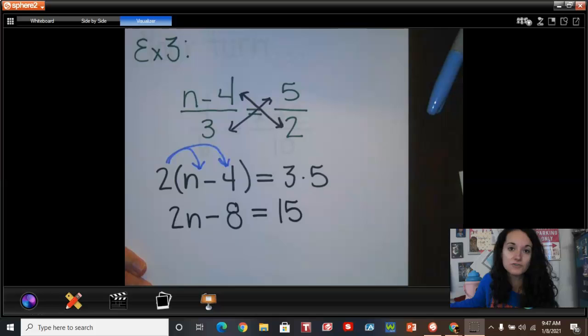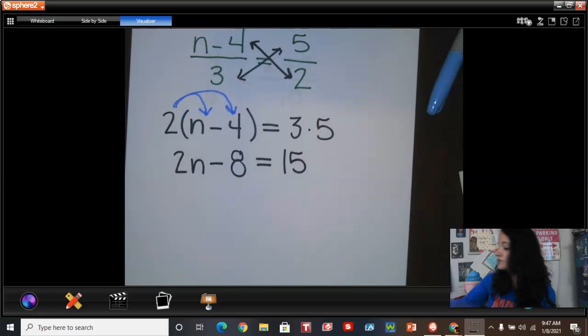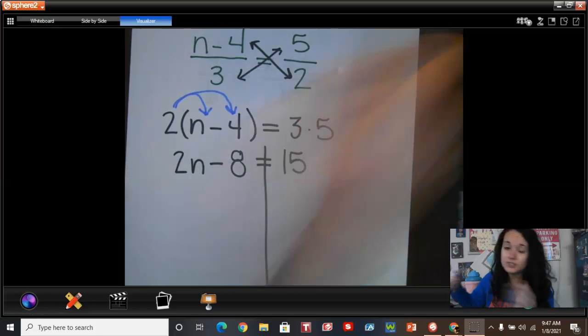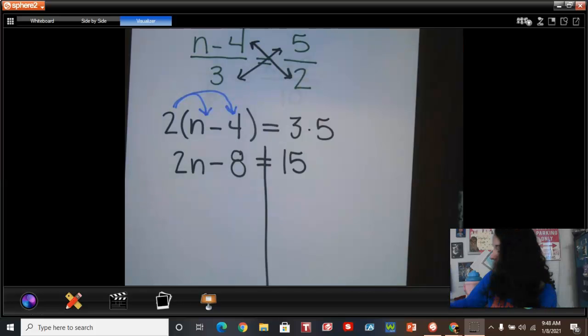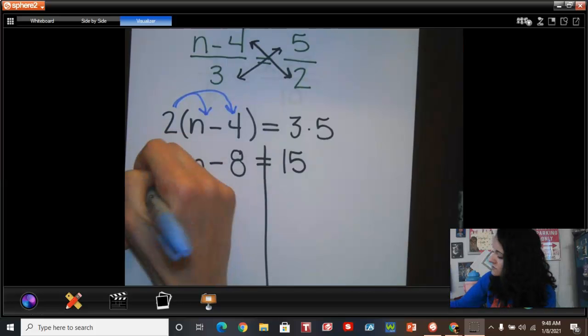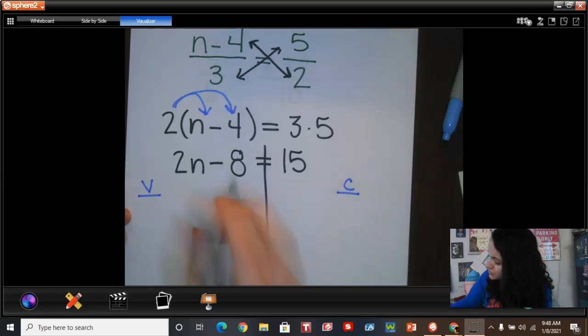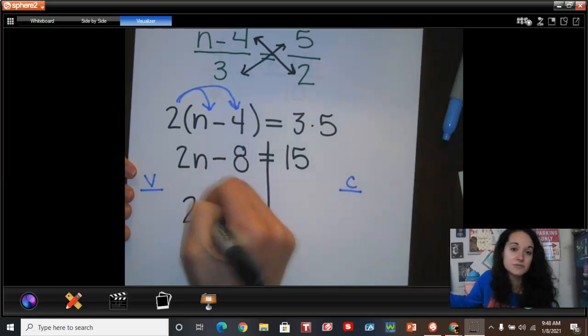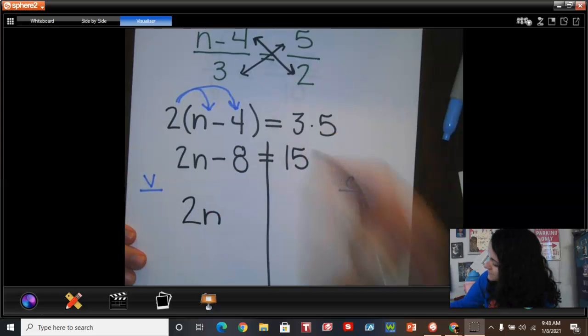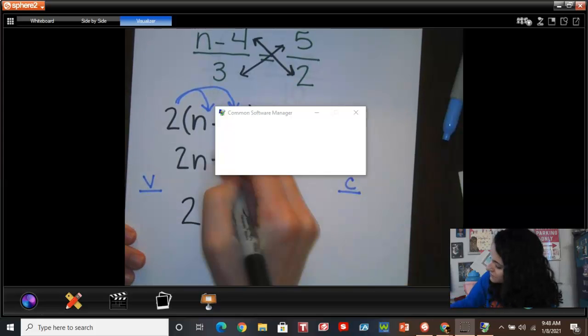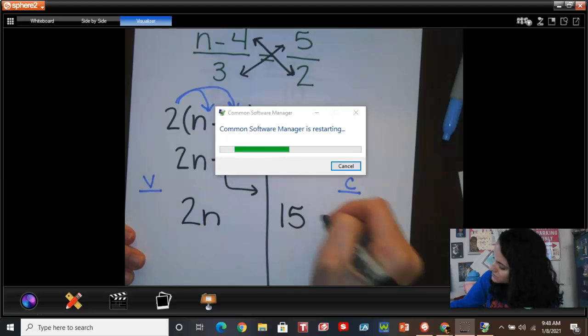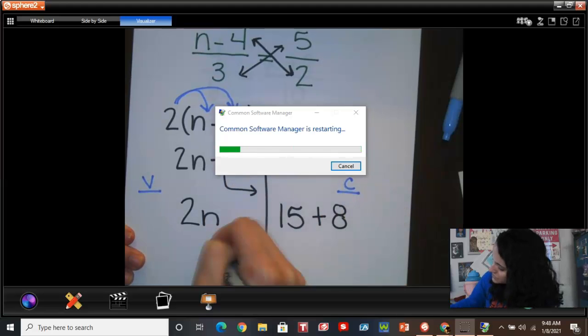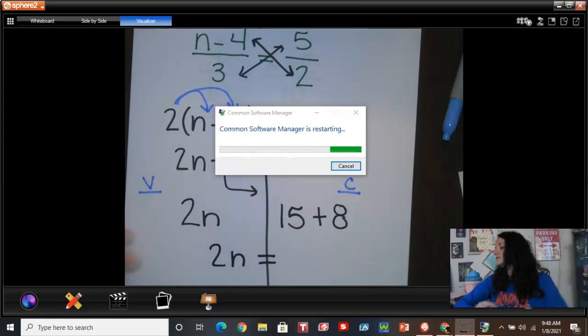Now we just need to solve for n. So you can do this by drawing the line and doing variables and constants if you like. So let me go ahead and do that. Or if you just want to solve it by doing opposite operations, you can do that as well. Variables, constants. So our only variable is 2n. It's already over here, so we don't have to change it. Constants, we have 15. We have this negative 8 that we need to move over. So we'll add. So we've got 2n equals 23, right?